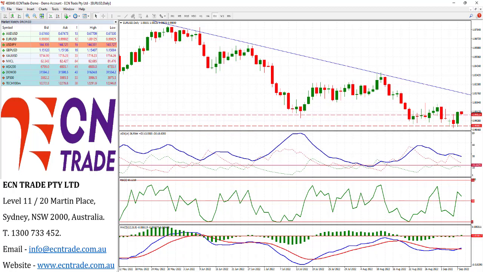It is widely expected that the ECB will lift their rates 75 basis points from 0.5 to 1.25 on Thursday. That is around 10:15 Sydney time this evening. Let's see if the market can generate further momentum.